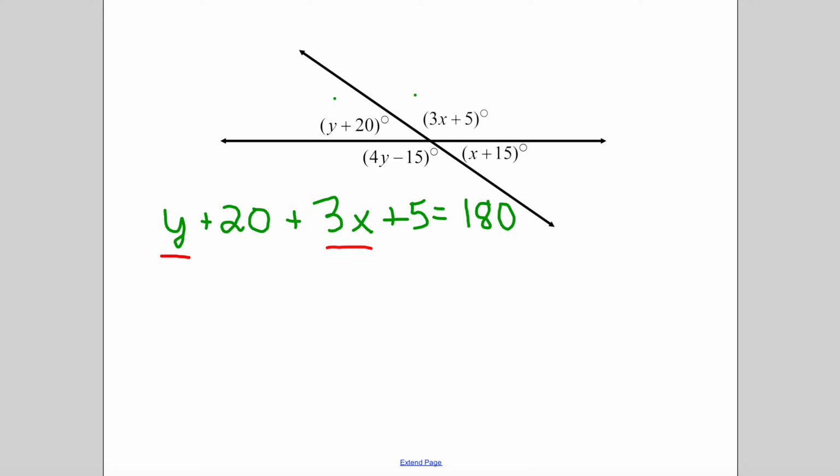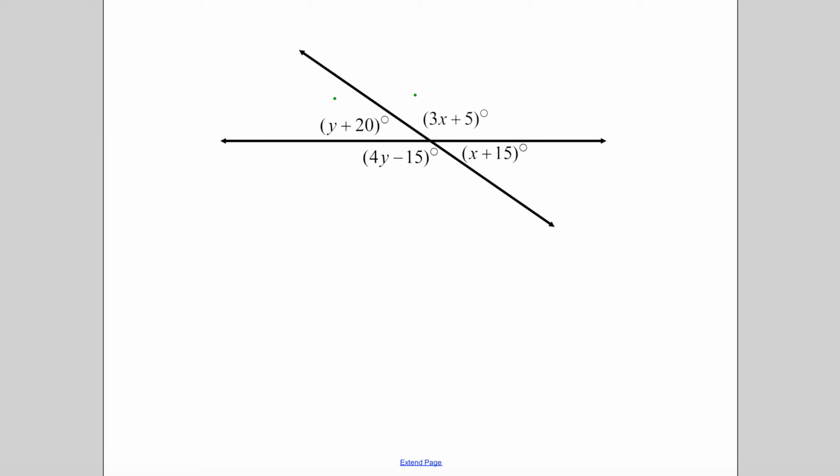So when we're looking at which linear pairs to use, we actually need to look at the linear pairs that share the same variable. So, for example, here is a linear pair, this angle and this angle, that both have x in it. So with that, we can set up 3x plus 5 plus x plus 15 equals 180.